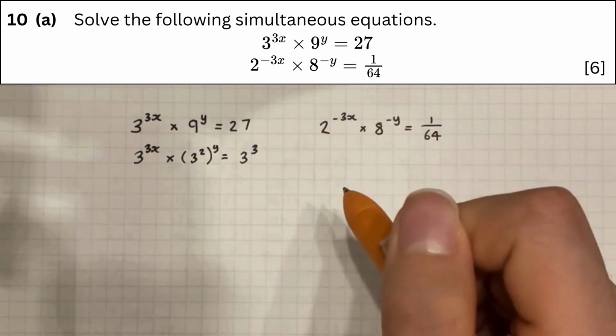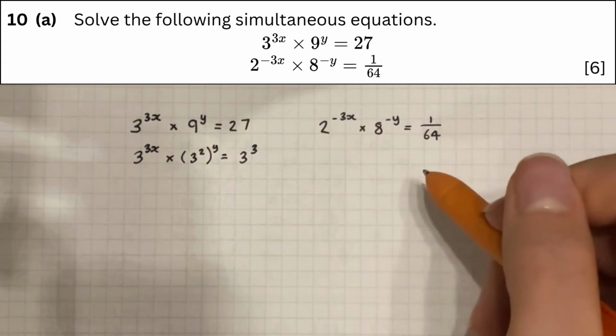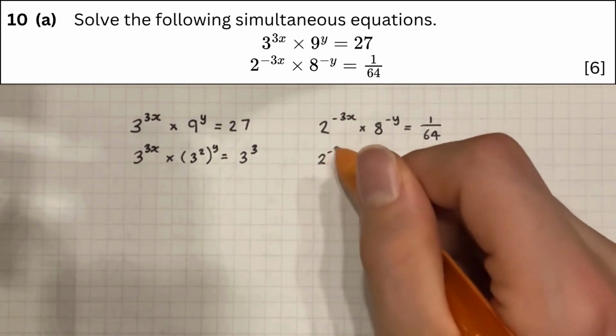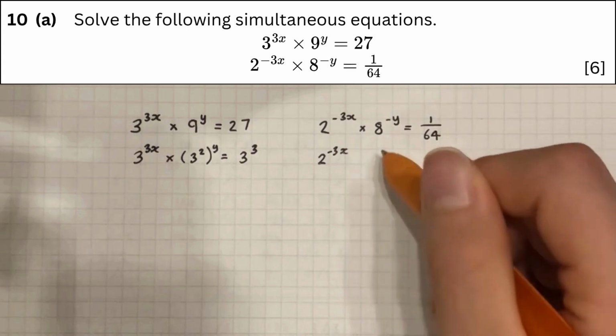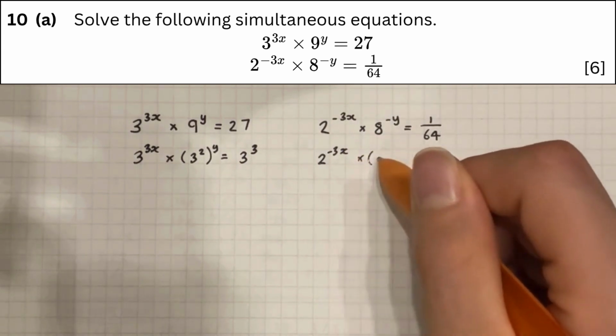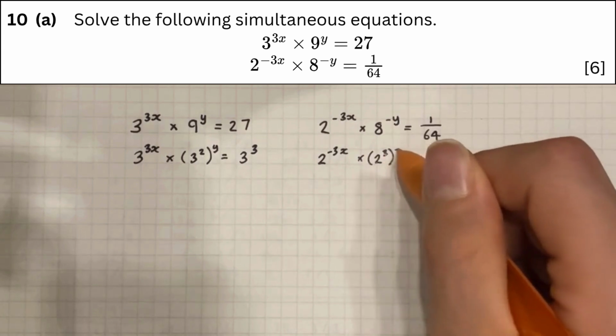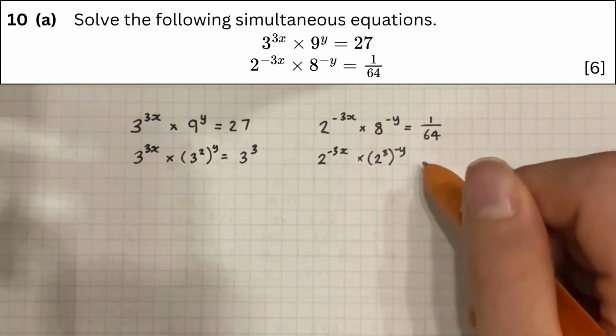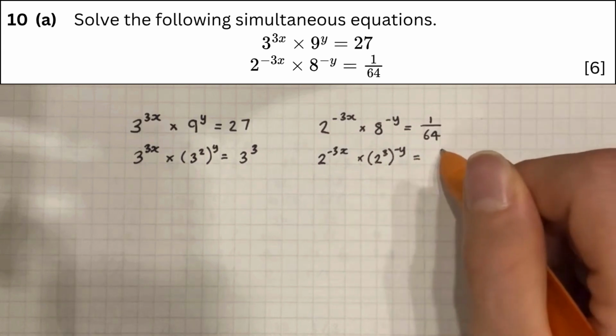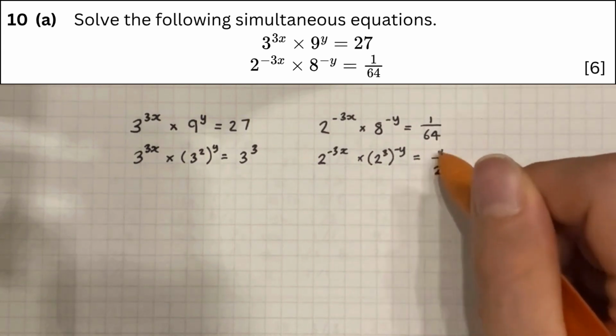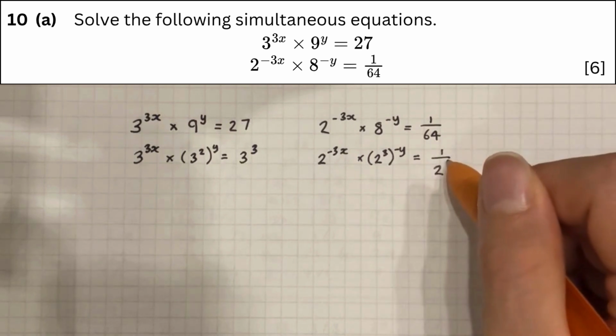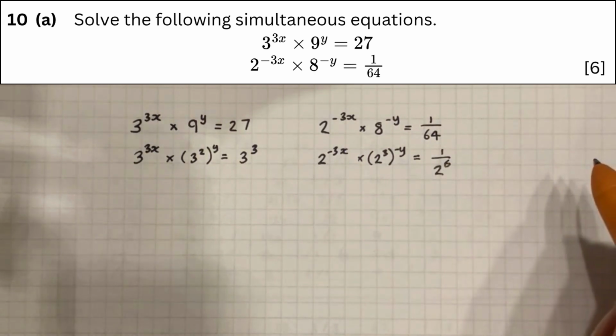Over on the right hand side for the other equation, we've got a 2, 8, and a 64, which is a power of 2. The first term I'm going to leave the same. The 8 is a 2 to the power of 3, and if you work out 64, it's 2 times 2 times 2 times 2 times 2 times 2, or 1 over 2 to the power of 6. We'll sort out that fraction in the next step.